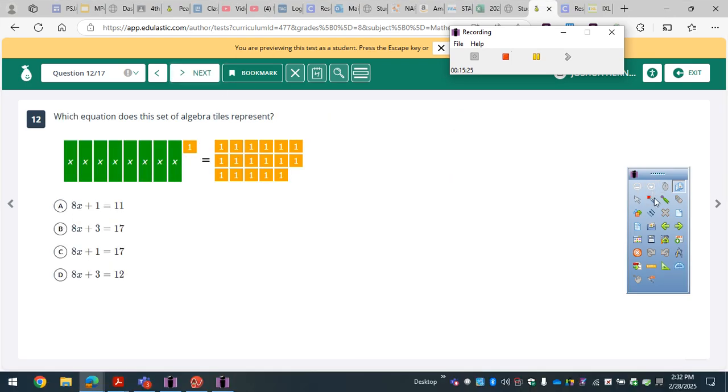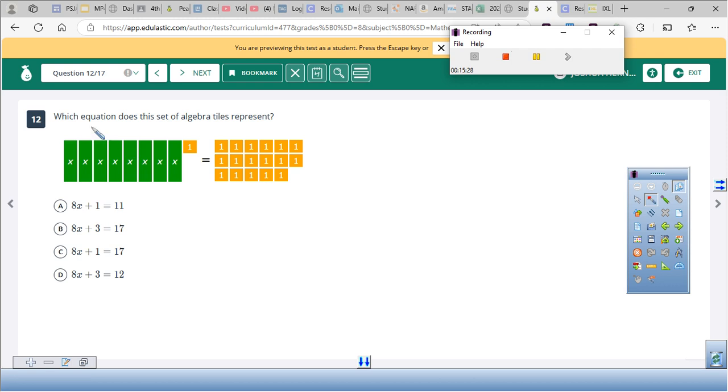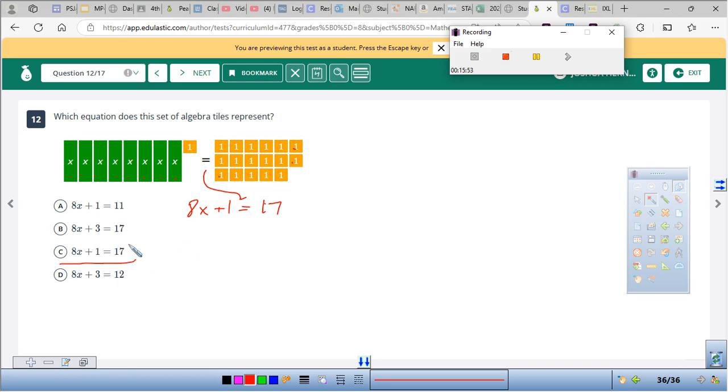Oh, this is a good one here. We haven't seen one of these. In the first benchmark, I was so embarrassed how badly my students did. This is from like 6th grade or whatever. So 1, 2, 3, 4, 5, 6, 7, 8. This is going to be 8x's, and then plus 1. And then here equals 17, guys. What do y'all think? Pretty easy? Way easy. 8x plus 1 equals 17.